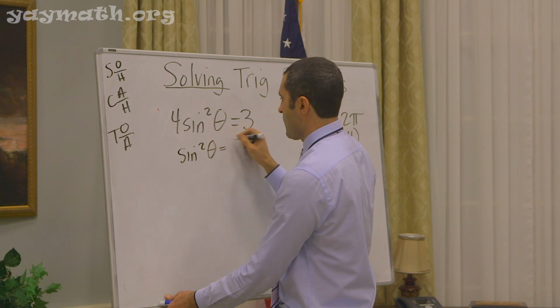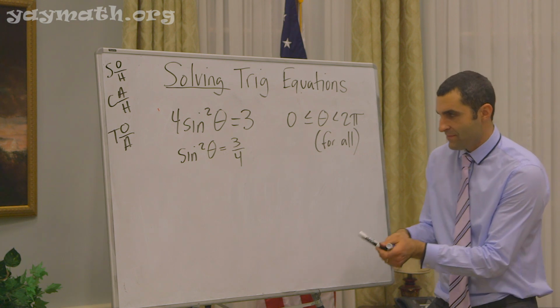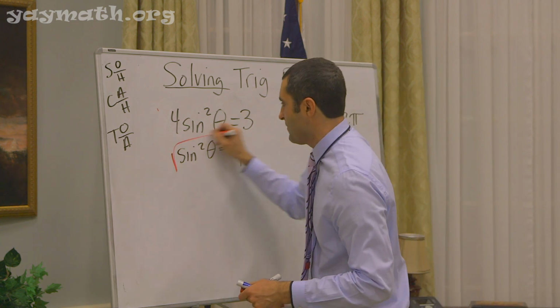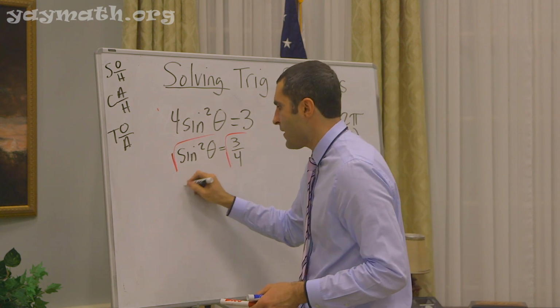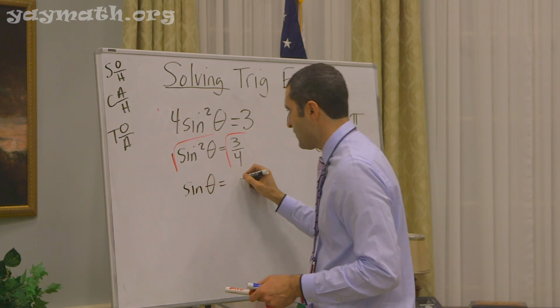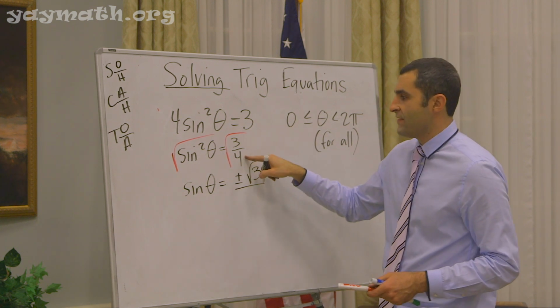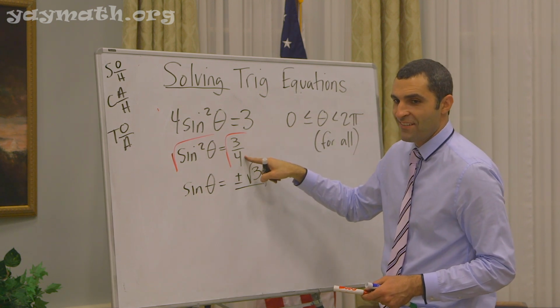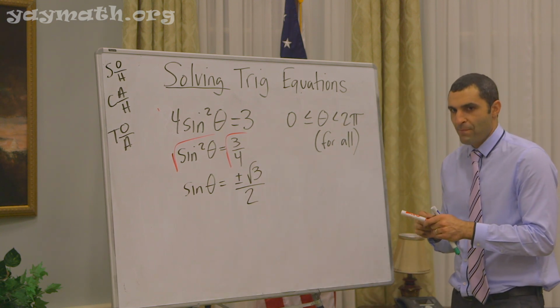And we get sine squared theta equals 3 over 4. Do what to both sides? I want to get sine by itself, so square root. Square root results in sine theta equals plus or minus square root of 3/4, which is root 3 over the square root of 4. The square root of 4 is 2. Yeah, I see it.